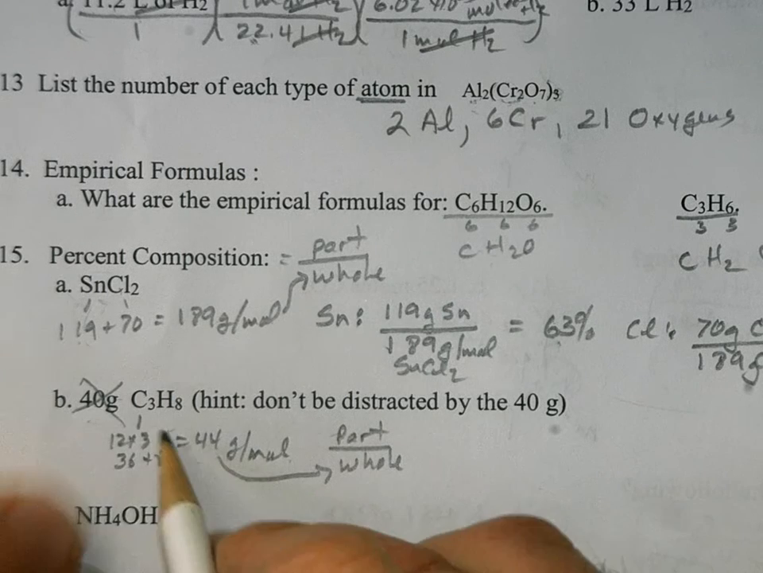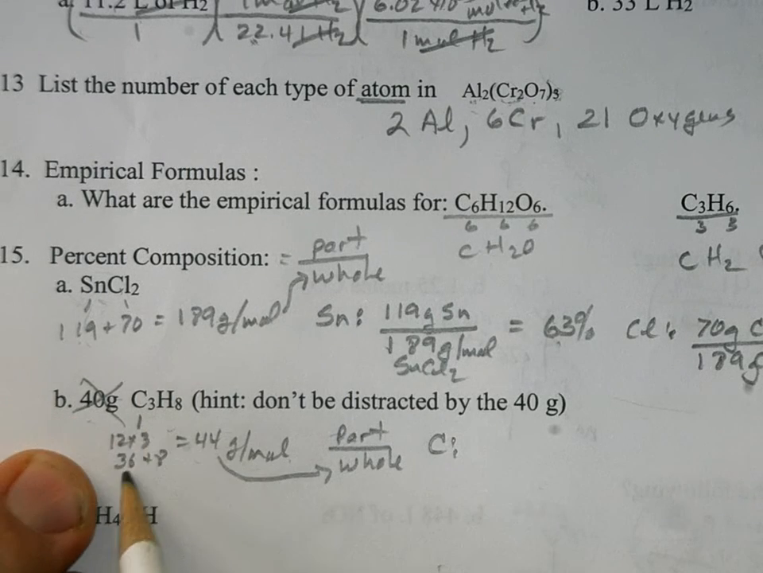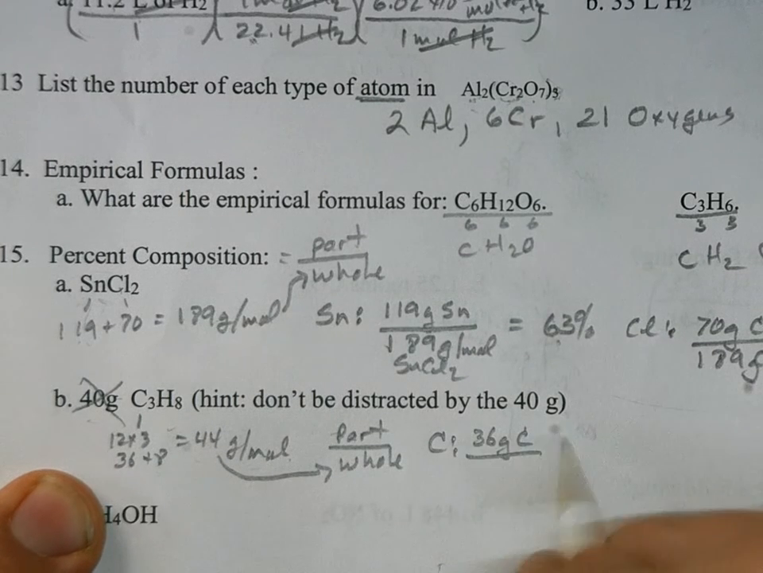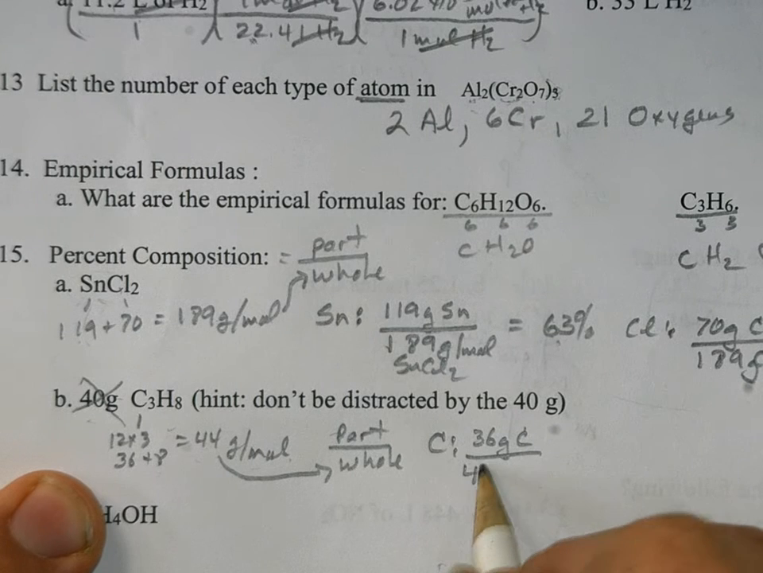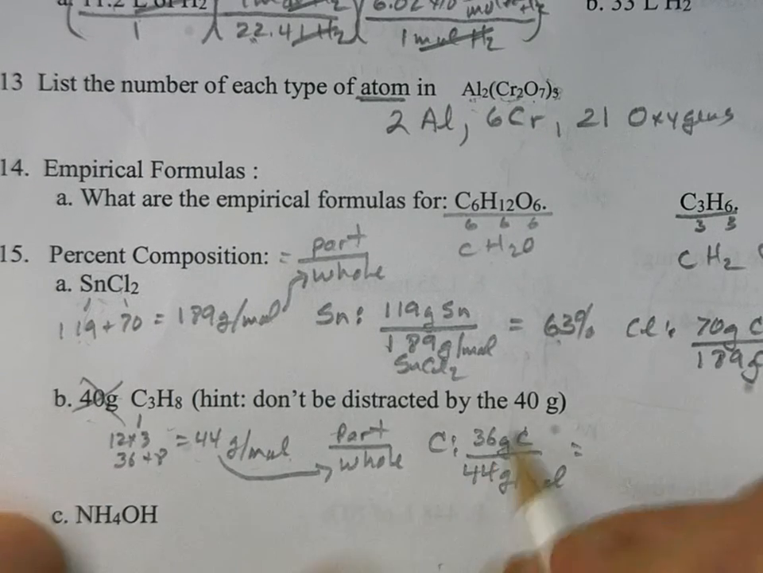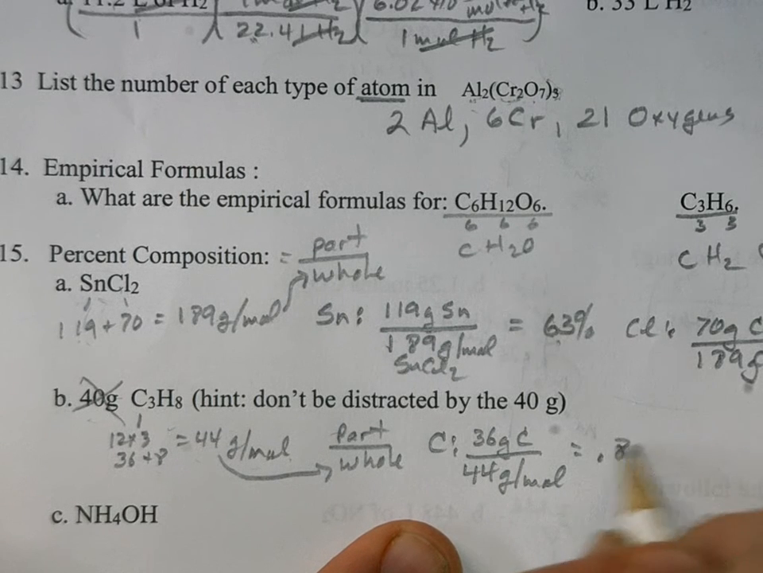So let's figure out our carbon here first. Carbon, we said that there was going to be a total of 36 grams of carbon for every mole of this compound, and we said 1 mole of the compound is 44 grams per mole. So now you've got 36 divided by 44, and that comes out to 0.82, which is going to be 82% carbon.